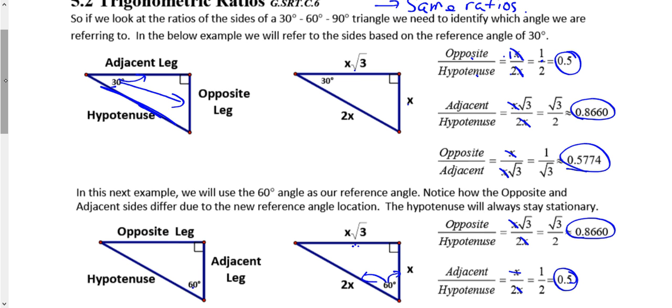Sine, parentheses 30, close parentheses. You got 0.5. So this ratio of opposite over hypotenuse is called sine. Right? And we abbreviate it.